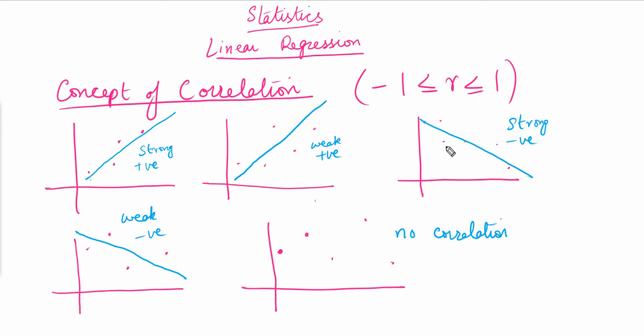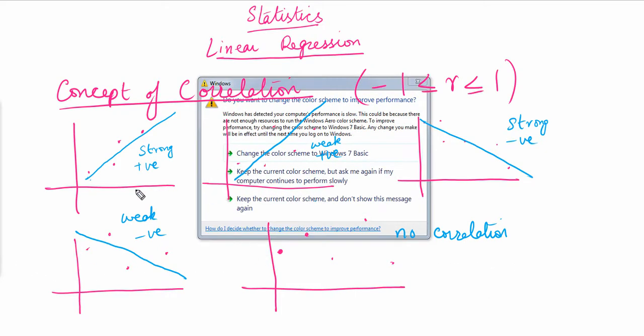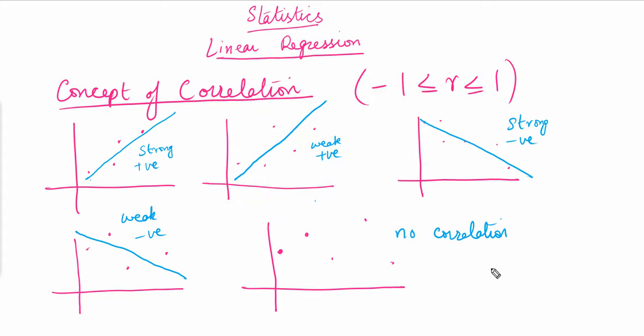Now ideally, the strong positive correlation is the one where all the points will lie on the line, and ideally the strong negative correlation is the one where all the points will lie on the line and the line has the negative gradient. For example, if you draw the scatter plot like this, these are the points. Now if you draw a line on these points, all the points will lie on the straight line, so it will show the strong positive correlation.